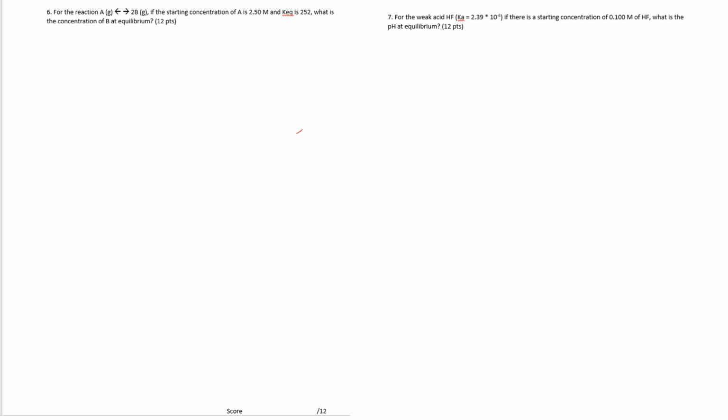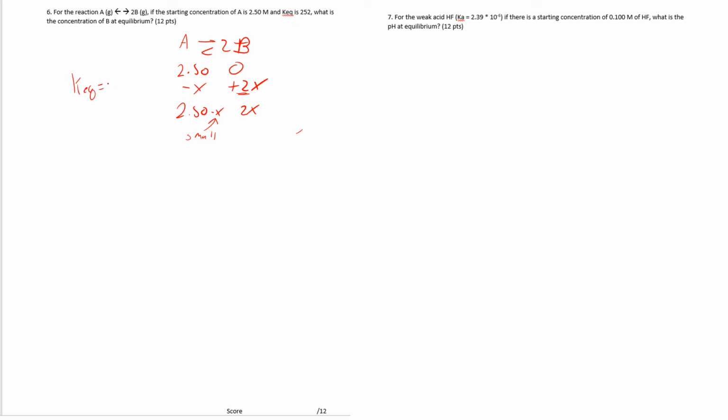All right. Here, A goes to 2B. We start with 2.5. Keq is 252. What's B at equilibrium? A goes to 2B, so we have 2.50, 0, minus x, plus 2x. Remember, stoichiometry matters: 2.50 minus x, 2x. Even though it's not true here based on Keq, we're just going to treat x as small.